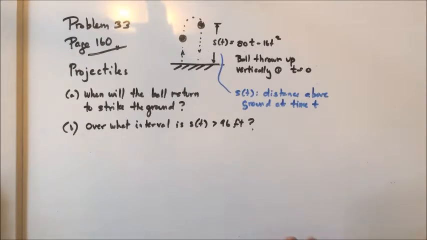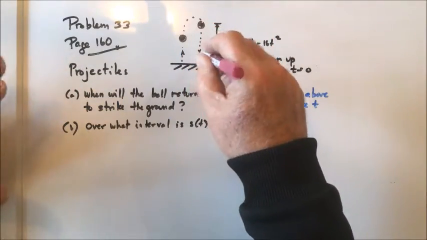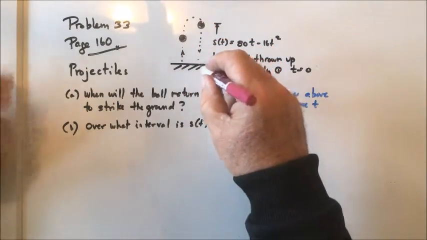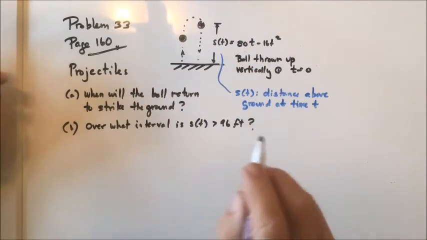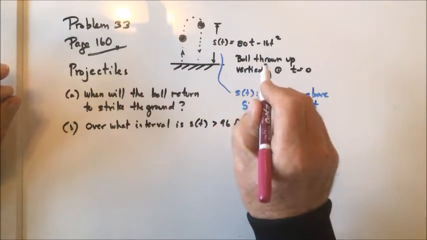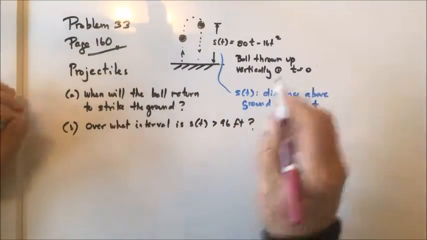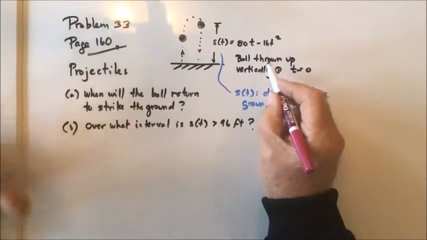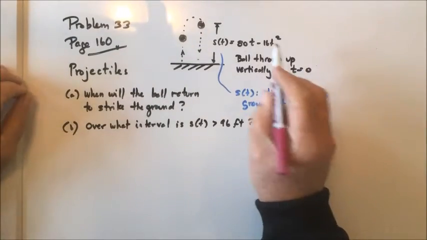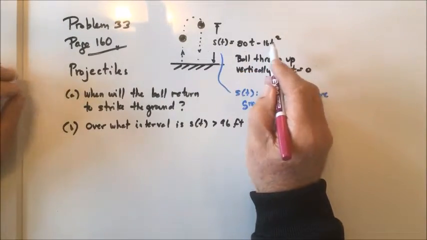So in this particular case, we've got a ball going up. Drawing's a little bit deceptive. The ball is actually going straight up, straight back down. And S of t, this 80t minus 16t squared, where t represents time, S of t is the distance above the ground at any time t. So you can see at time t equals 0, if I put in t equals 0 here, I get S of 0 is equal to 0.